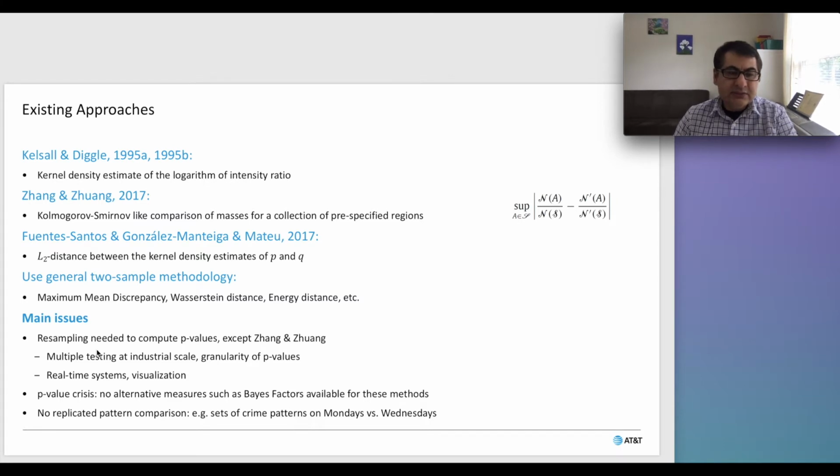And also, there's been a lot of interest in alternative measures to p-values, such as Bayes factors, but none of these methods provide such an alternative measure of evidence against the null. And also, these methods do not support replicated pattern comparisons, where you could have two sets of patterns that you want to compare. For example, crime patterns on Mondays versus crime patterns on Wednesdays.